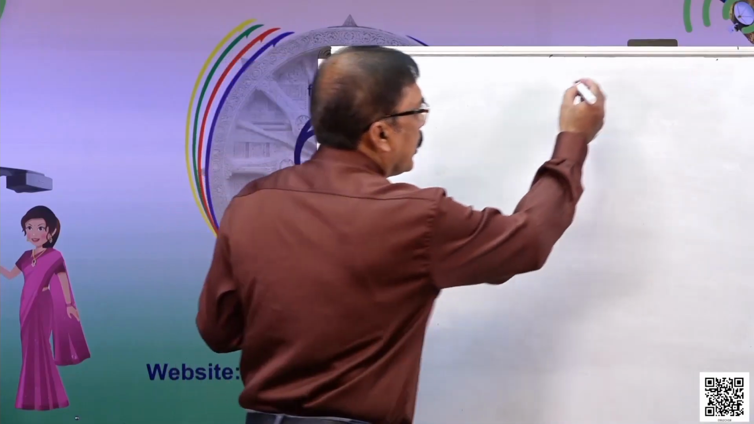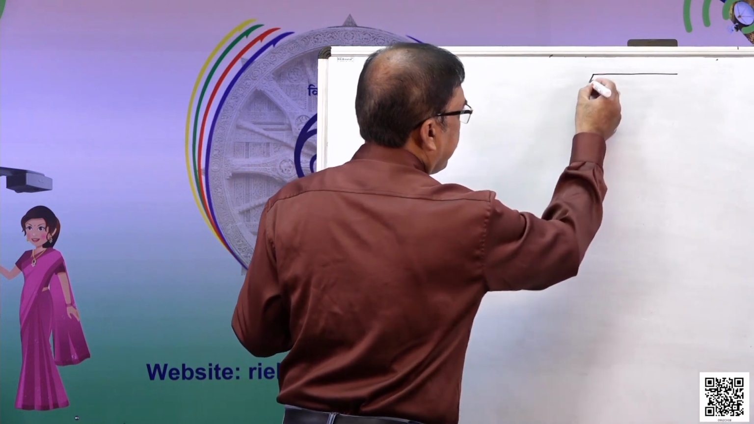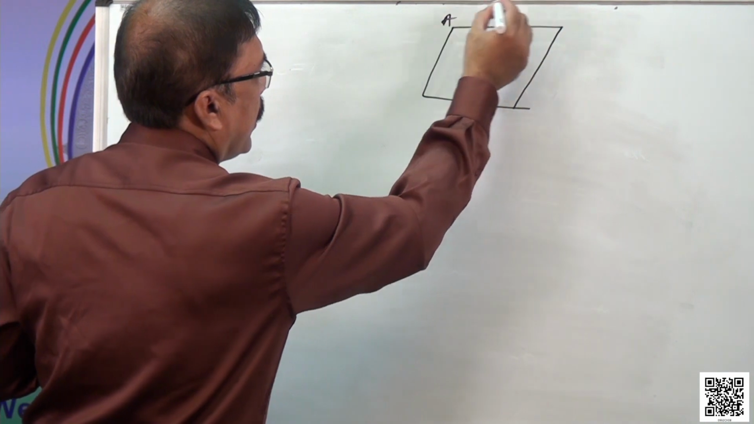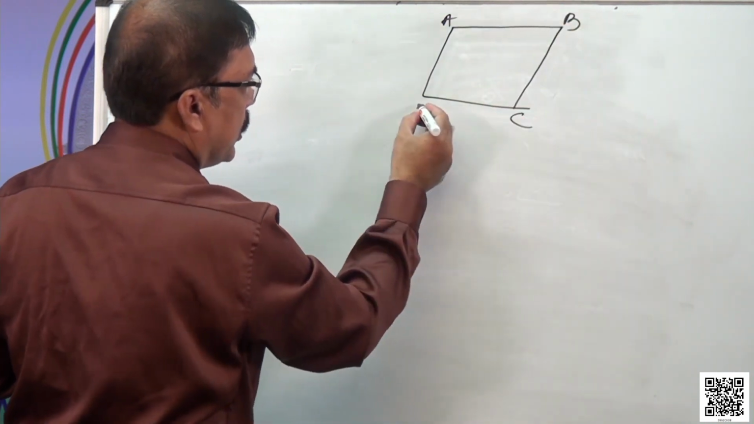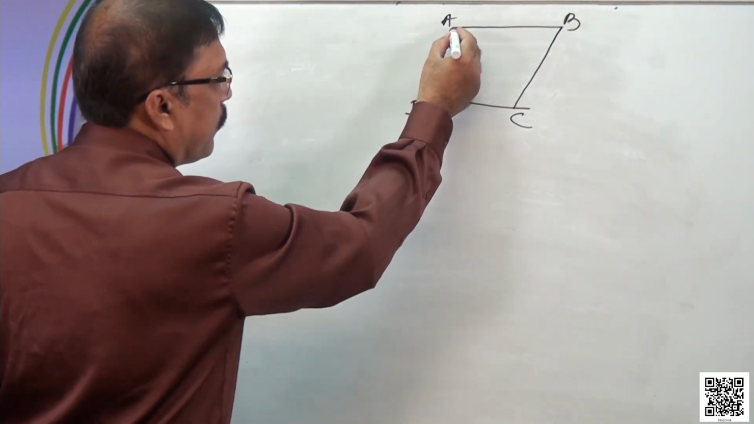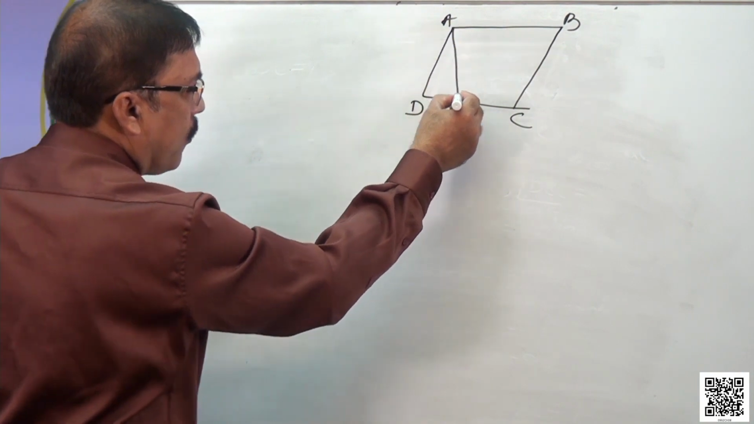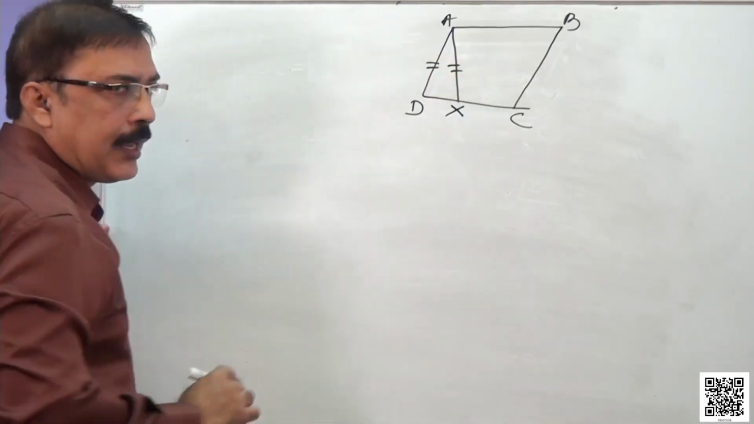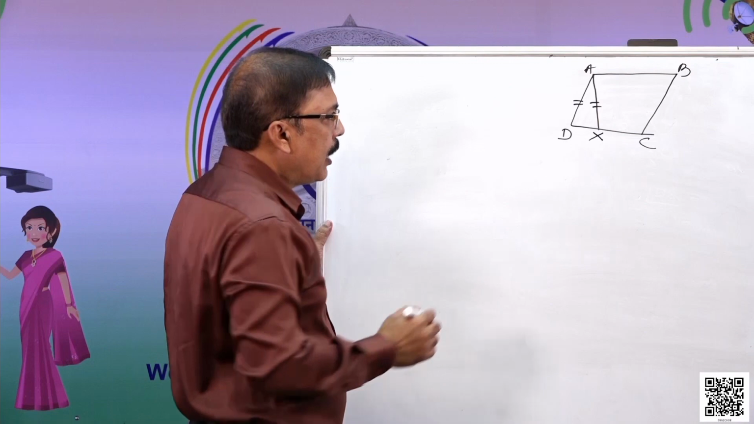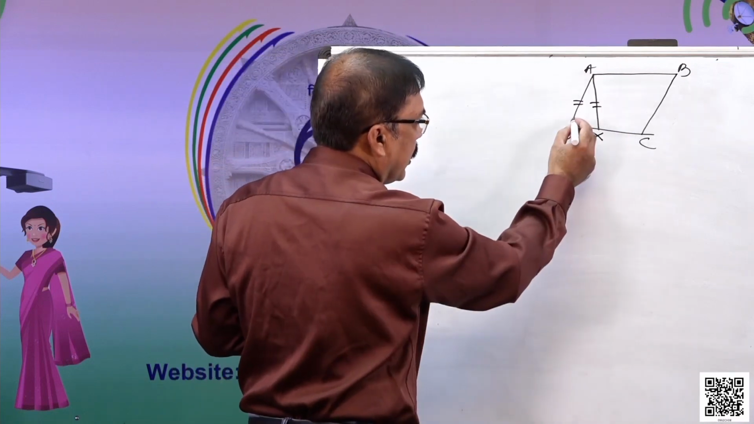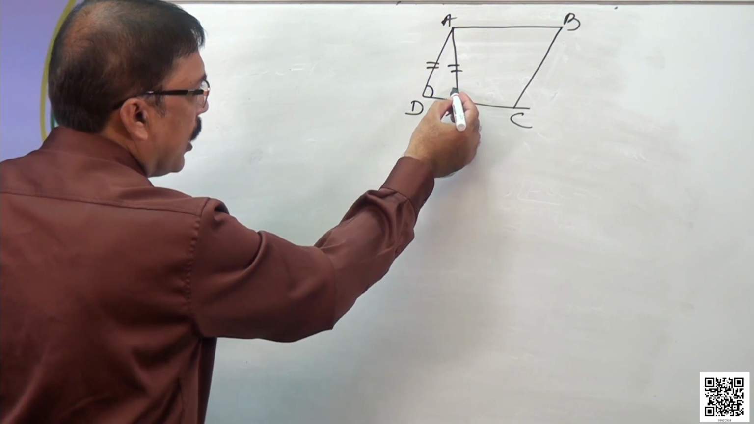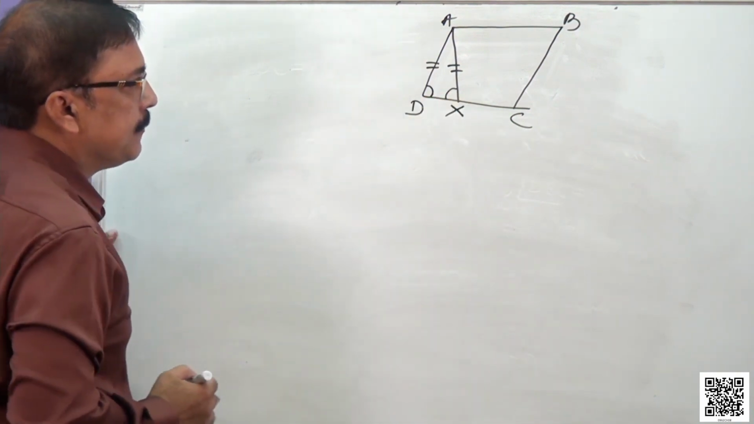Now, a parallelogram is there, A, B, C, D. From A, we can have a point on BC such that AX is equal to AD. If AX is equal to AD, then we have angle ADX is equal to angle AXD.